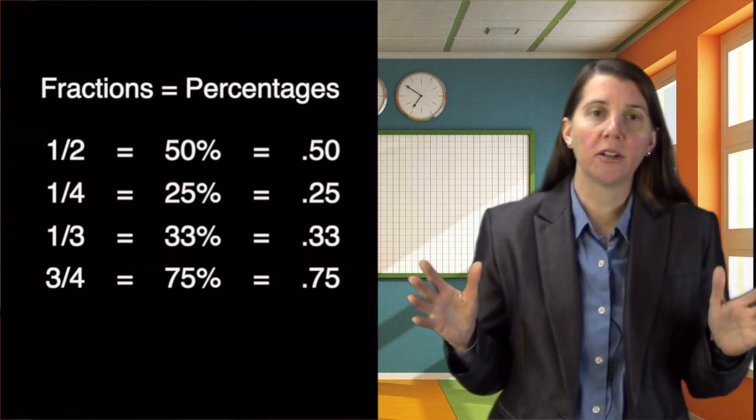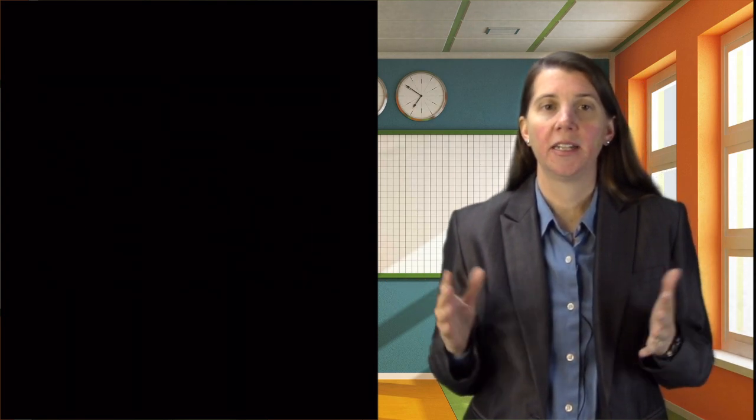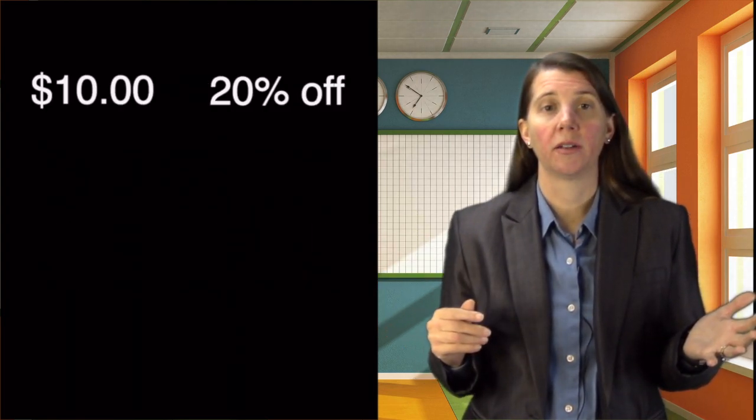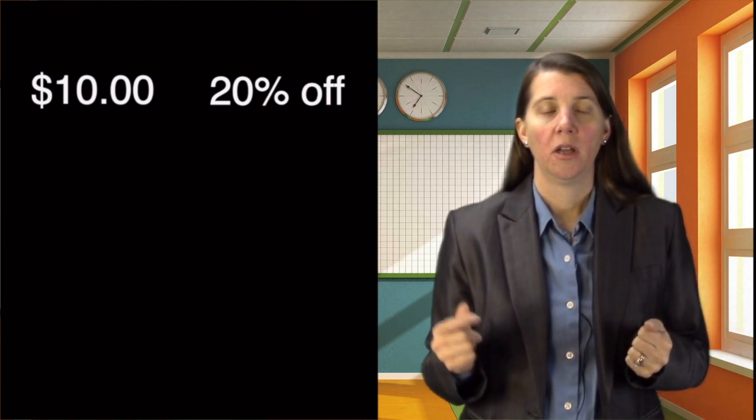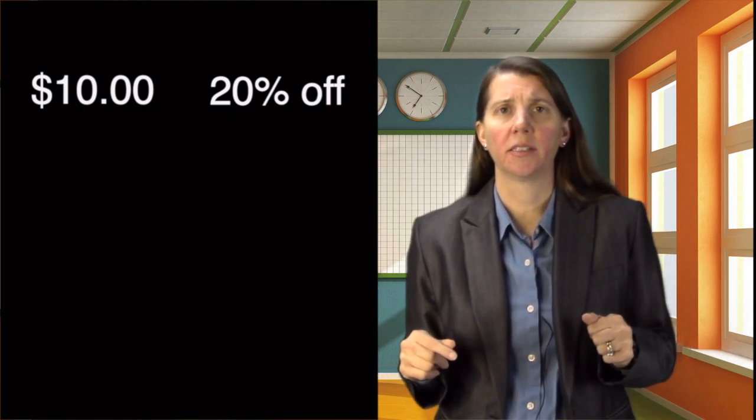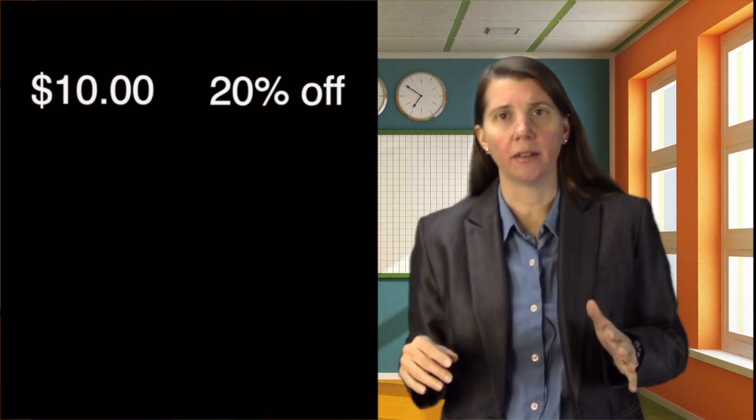A book regularly sells for $10. It is now discounted by 20%. What is the discount? What is the sale price? So the regular price is $10, and it's discounted at 20%.